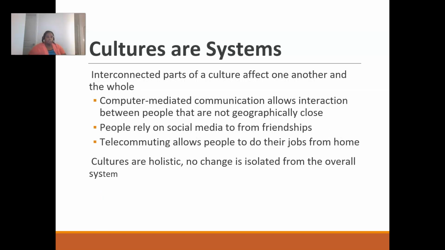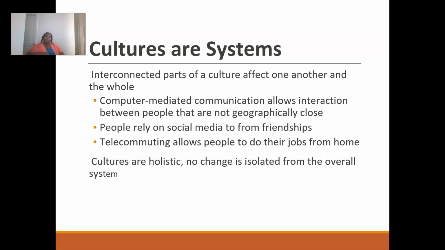So if you recall systems theory from the beginning of the semester, we realized that within a certain phenomenon or within communication itself, we are a part of a larger system, a larger group. So what affects one affects the whole. And culture has a similar setup. We're interconnected, and here are some examples of how we're interconnected.